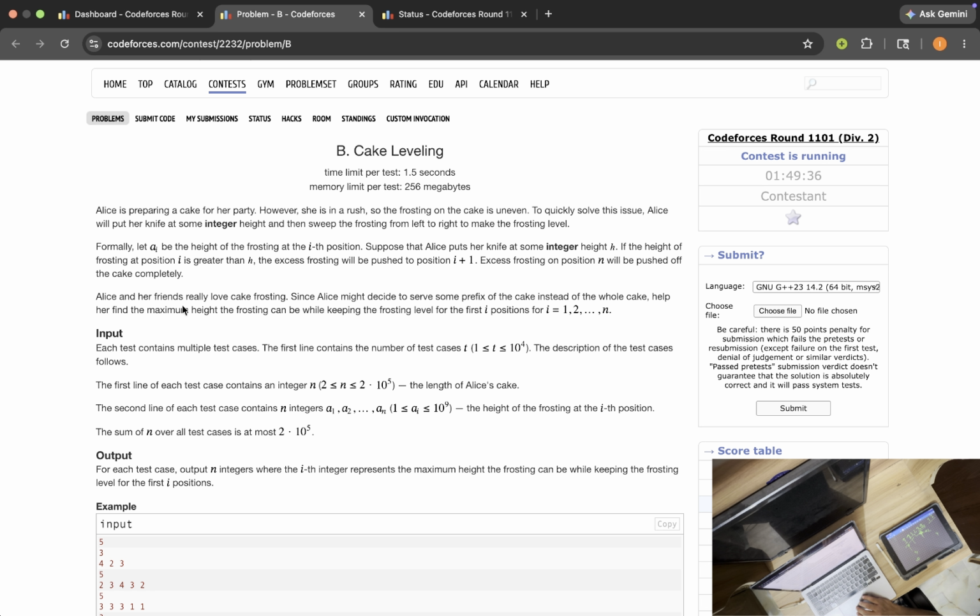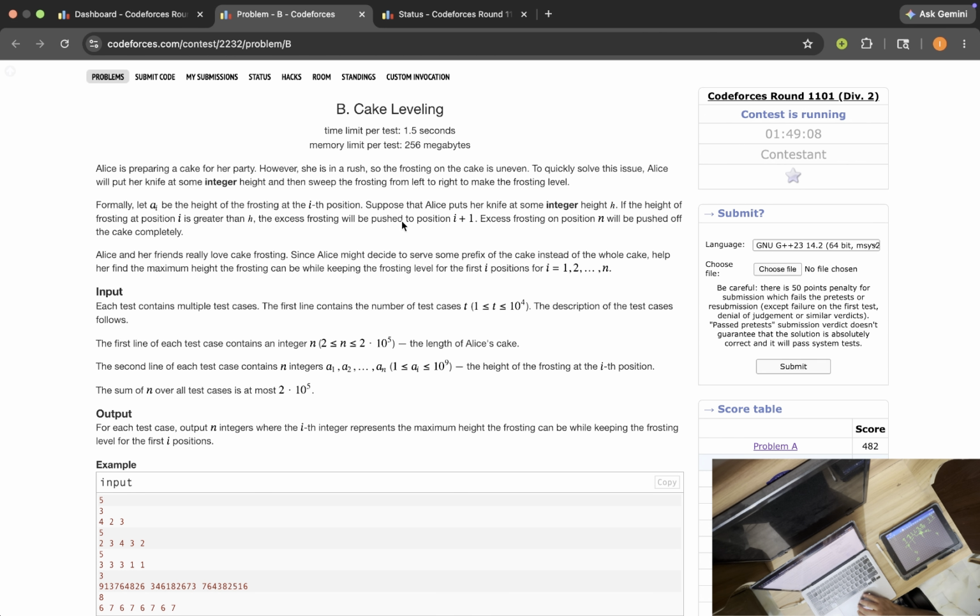Alice and her friends really love cake frosting. Since Alice might decide to serve some prefix of the cake instead of the whole cake, help her to find the maximum height the frosting can be while keeping the frosting level for the ith position, 1 to n.